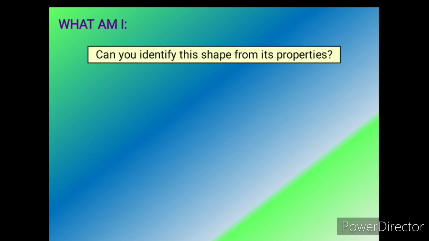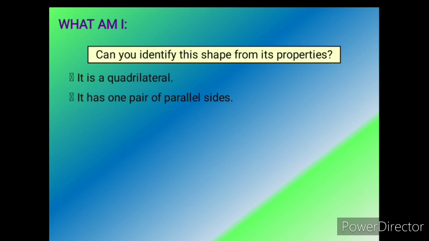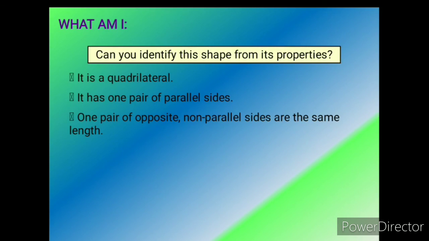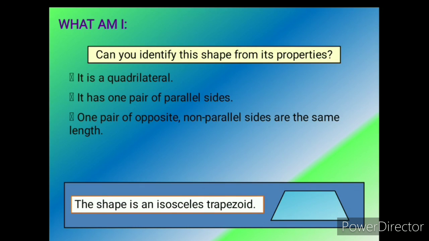Next riddle for you. Can you identify the shape from its properties? It is a quadrilateral. It has one pair of parallel sides. Its non-parallel opposite sides are the same length. Yes, the shape is an isosceles trapezoid.